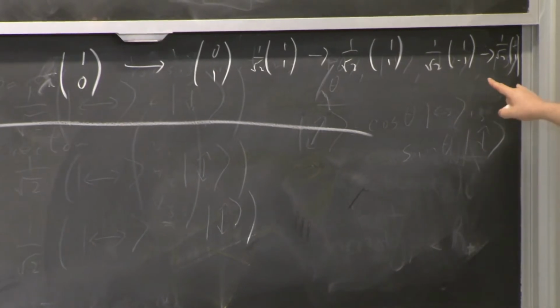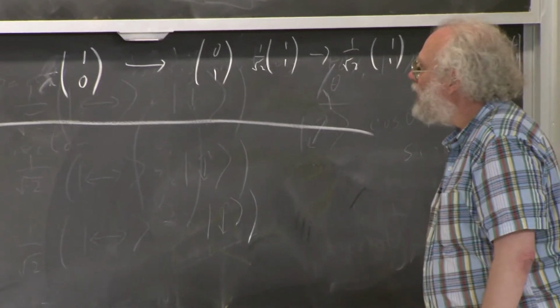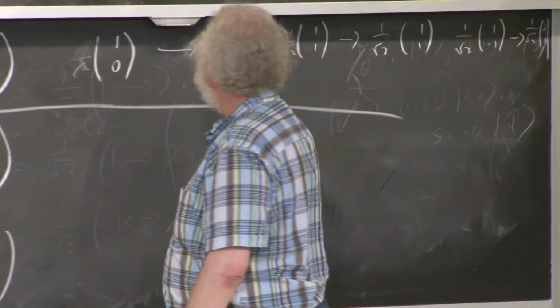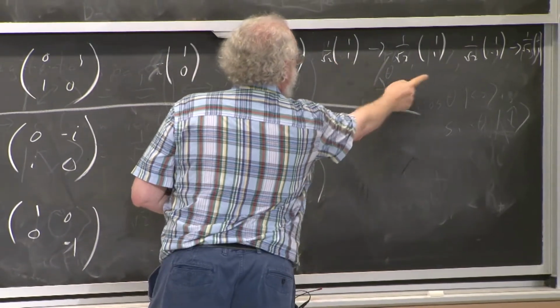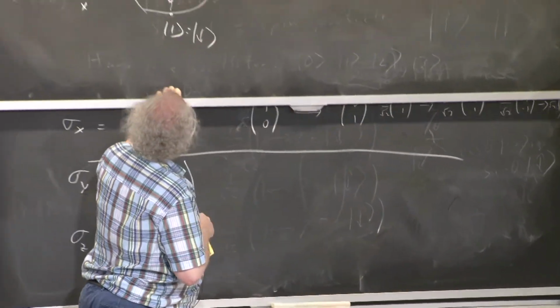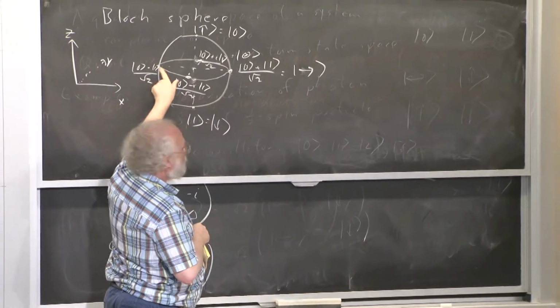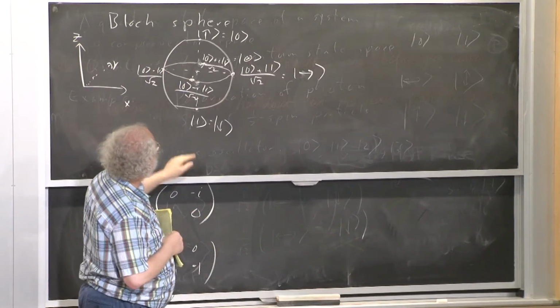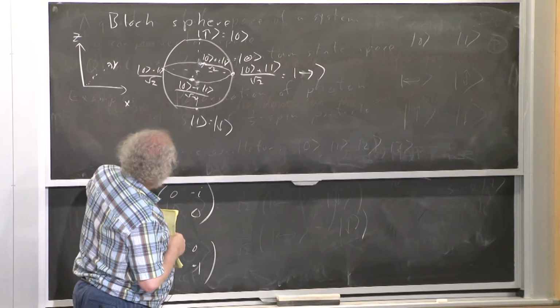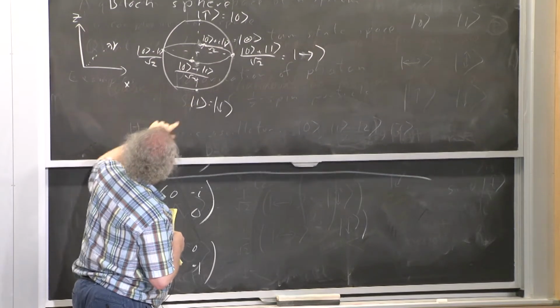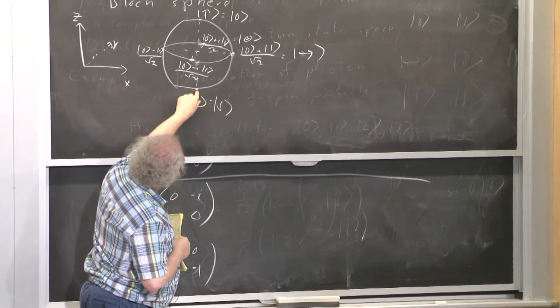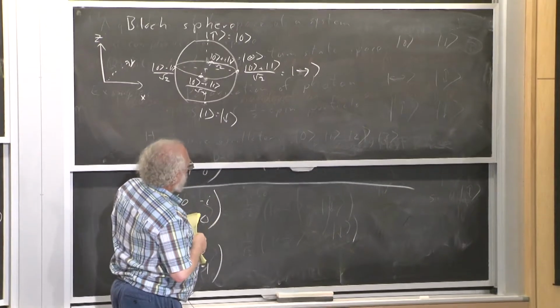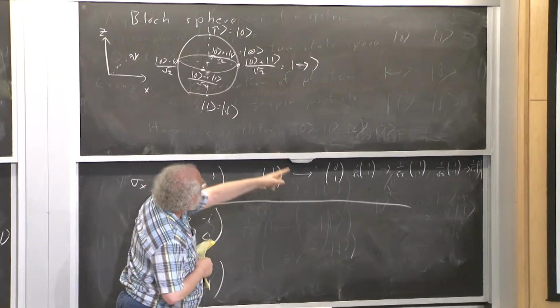So what does that do to the Bloch sphere? Well, 1, 1, which happens to be the x-axis, is left unchanged. And it takes minus the z-axis to plus the z-axis, and it took minus the y-axis.